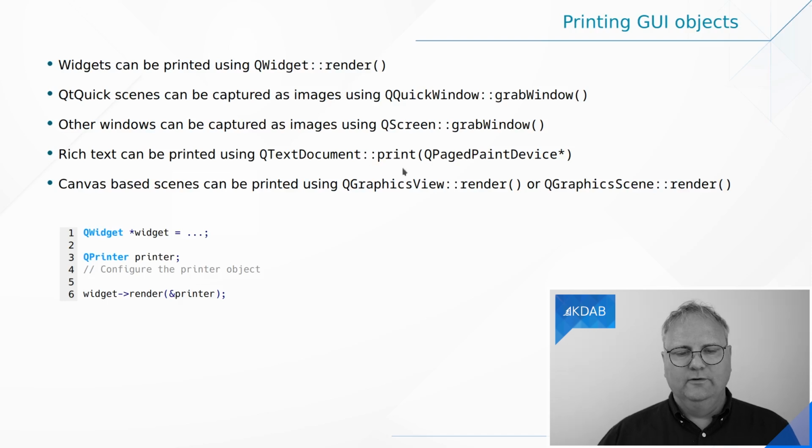And what you can do here is that the QTextDocument print method takes a paged paint device, and that's actually what QPrinter is subclassing. And in contrast to anything else that we've seen so far, the print method here actually knows how to cut the text into multiple pages. So that's why it's taking a QPagedPaintDevice.